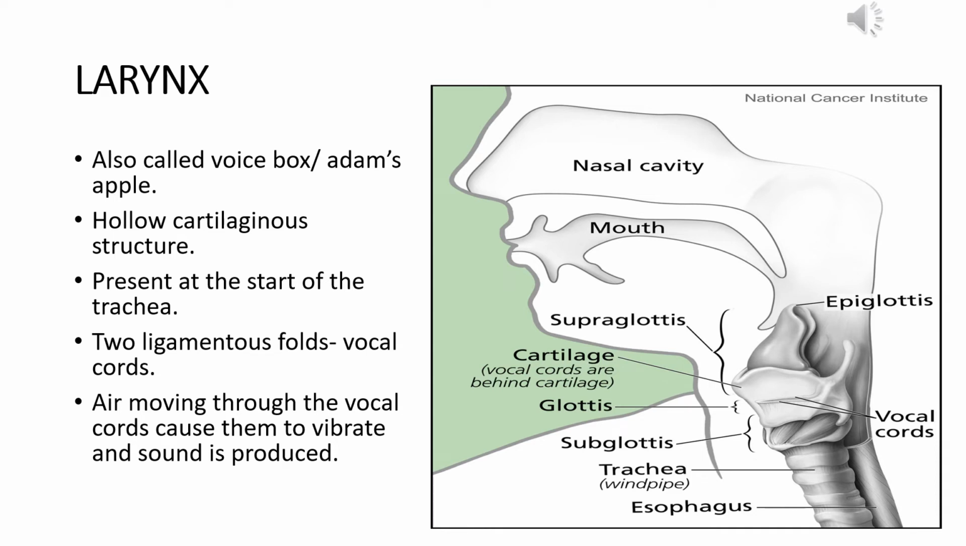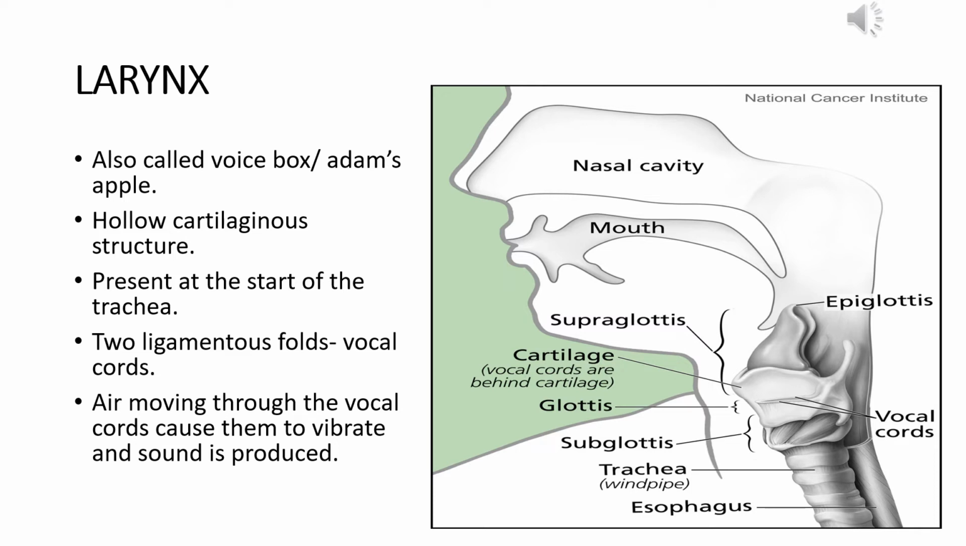At the entry point of the trachea, there is a cartilaginous structure that is hollow and encircles the windpipe from all sides. This cartilaginous hollow structure is called the larynx. The larynx is also called the voice box or Adam's apple. As we talk, we can put our hand on the neck and feel the larynx moving up and down. It is present at the start of the trachea.